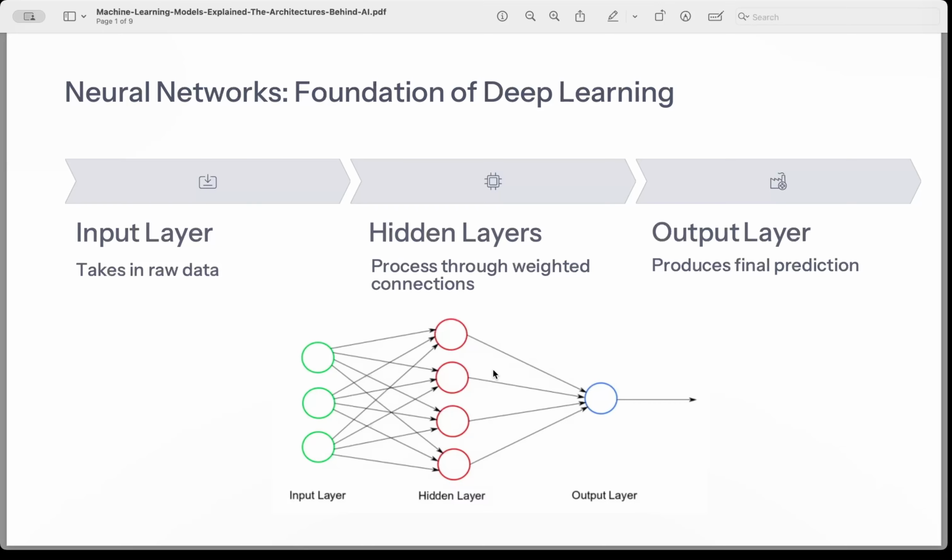Now, on to neural networks. Neural networks is really what changed the game. As you can see here, this is a basic feed-forward neural network, and it has three parts. It has an input layer that takes in the data, so, for example, it would take in an image, and then you have the hidden layer that processes the data through weighted connections. And then lastly, you have the output layer that produces the final prediction. Now, these networks can approximate very complex functions, which makes them extremely flexible.